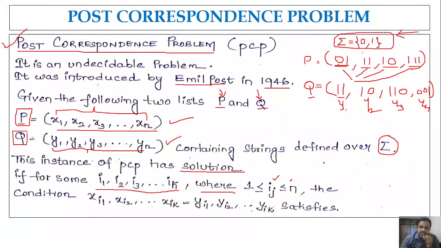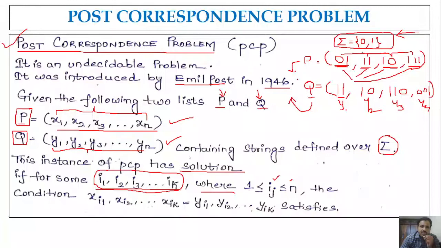What we have to do here is find the sequence in which we can arrange the items in each list, so that we get the same string from P and Q. Here we are finding the sequence i1, i2, i3, and so on up to ik, such that when we organize the strings in that particular sequence, the string obtained from P and the string obtained from Q are both equal.